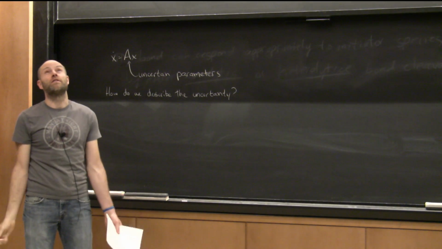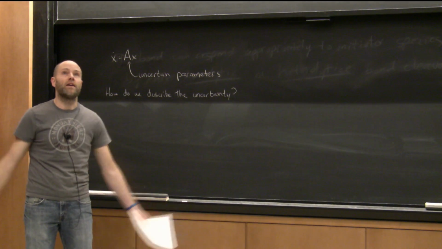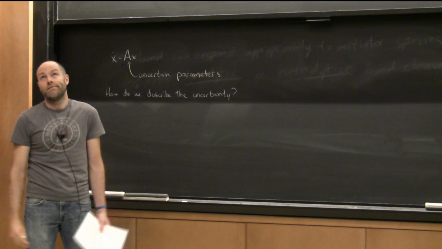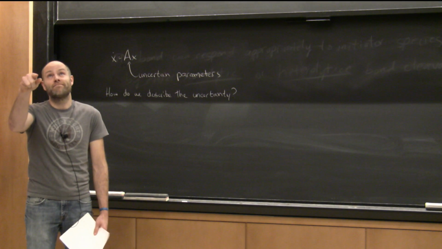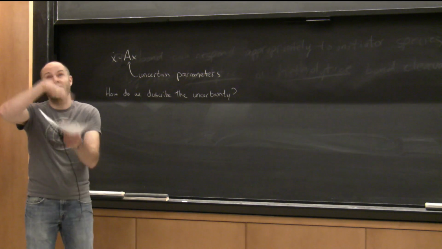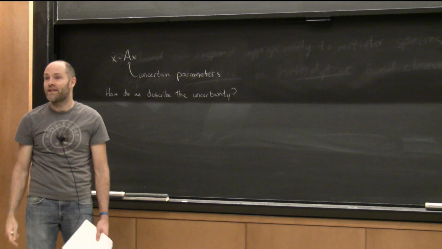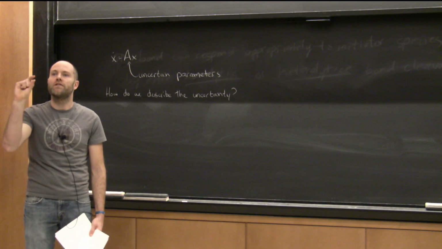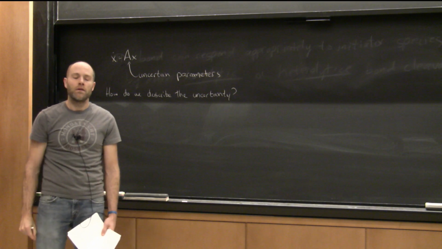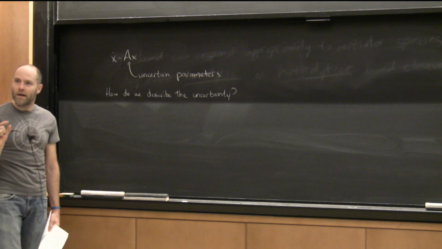I mean, think about it. If you're doing it and you're writing down A, what would you do? You'd say, I don't know, the third coefficient is probably 2 plus or minus 0.1, something like that. You'd like to put some sort of uncertainty bounds on the elements of A. What's a nice general way to think about that?